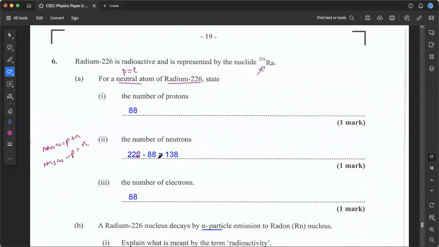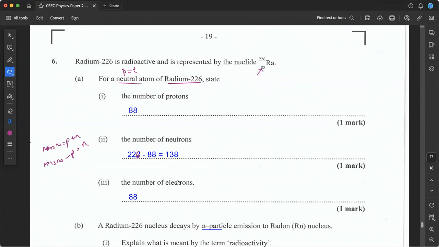226 minus 88, so that would be 138. I miswrote the 222 here, but it's 226 because that's our mass number, and then we minus 88 from that, right? And we get 138. That's our number of neutrons. Again, this is our little formula that we rearrange. Mass number is protons plus neutrons, right? So our mass number minus the number of protons will get us our neutron number. And we got 138, okay?